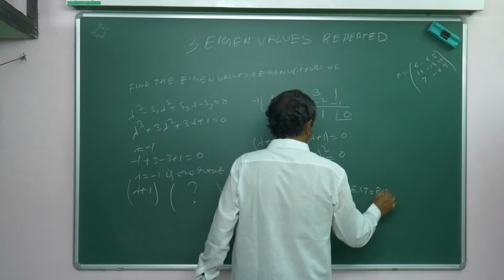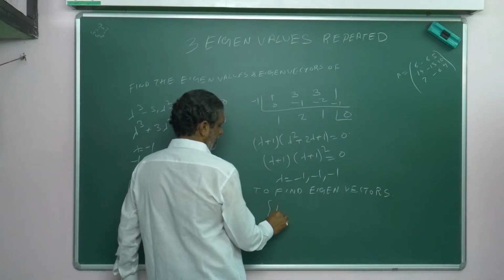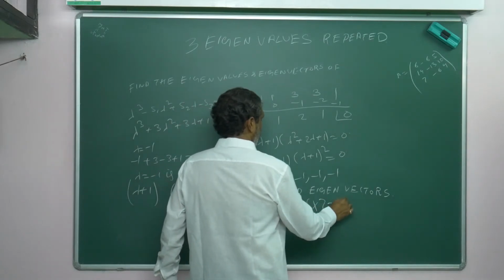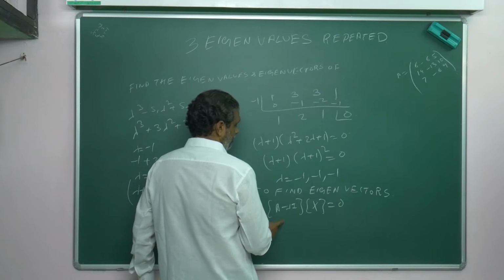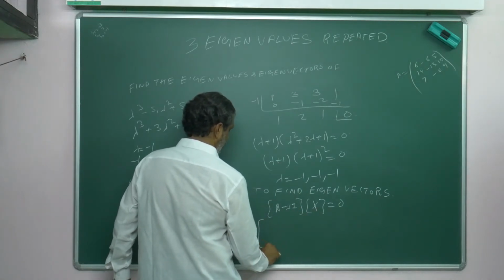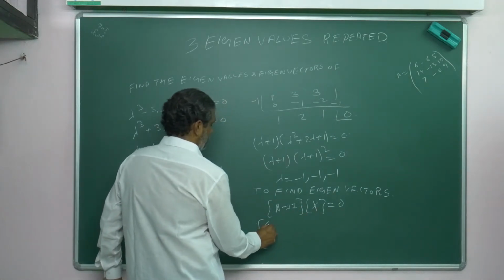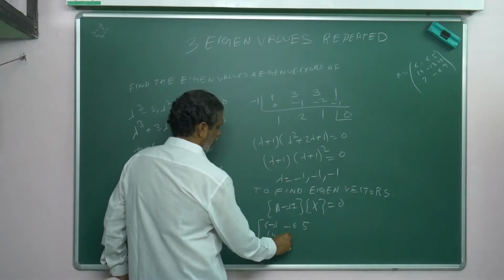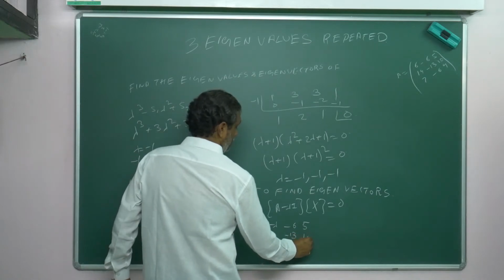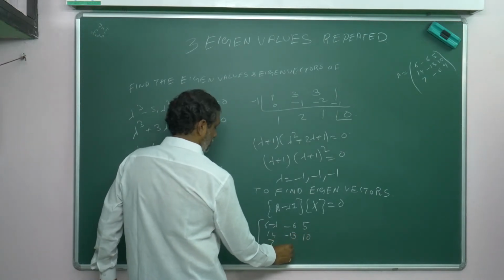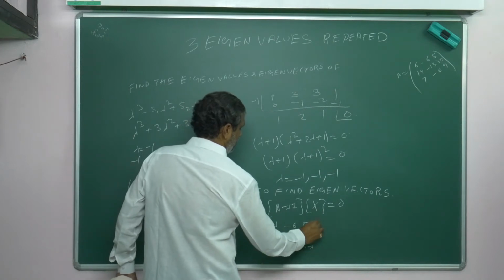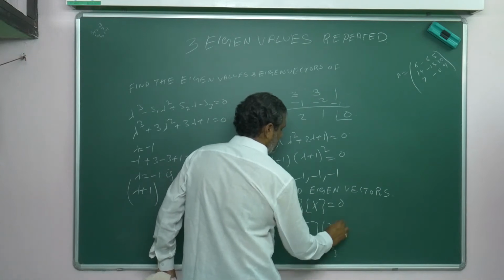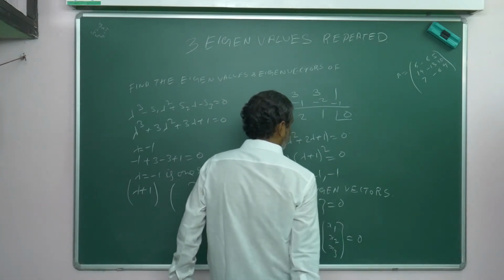To find eigenvectors, what will you do? Form the matrix A minus lambda I, multiplied by x. To find eigenvalues we take the determinant, but here we have the matrix. So carefully, on the diagonal you can write 6 minus lambda, minus 6, 5; 14, minus 13 minus lambda, 10; 7, minus 6, 4 minus lambda, times x1, x2, x3 equals 0.